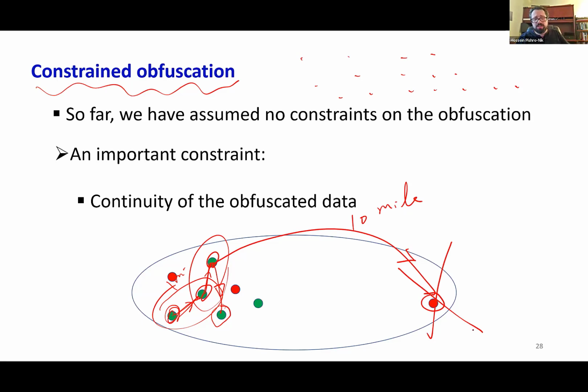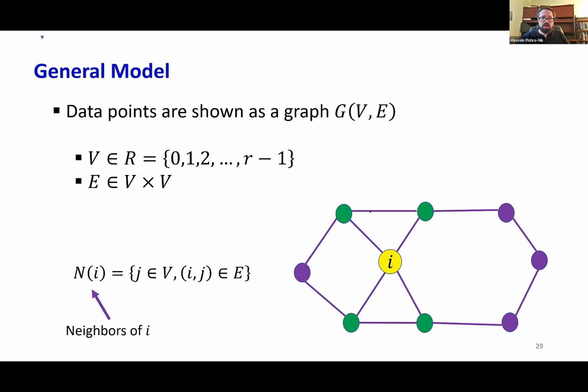So we are leaking this information. So for this type of application, we need to preserve the continuity of the obfuscated data. Otherwise, we won't be able to achieve any sort of privacy because the adversary can easily identify the obfuscated values. So how can we approach this problem? Again, we don't want to make any assumption, but we just want to make this continuity assumption, right?